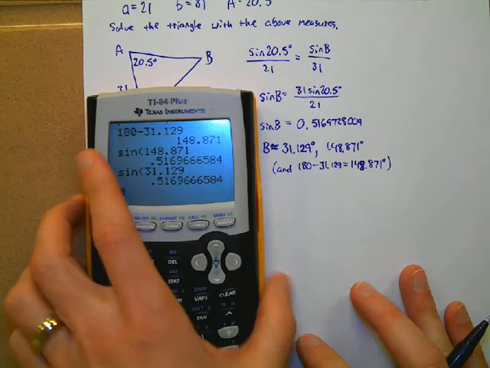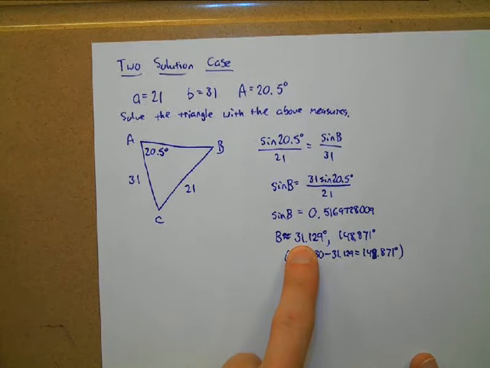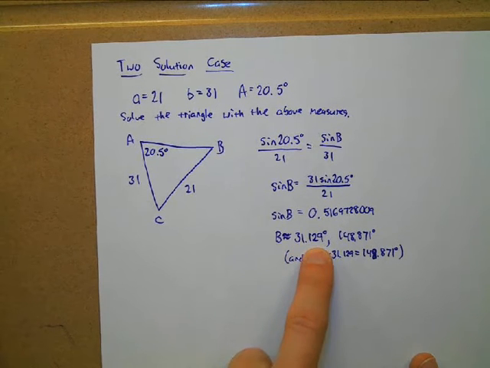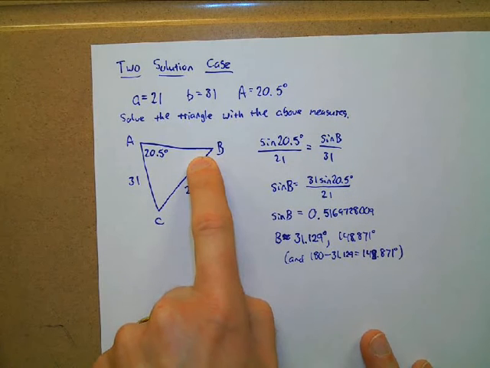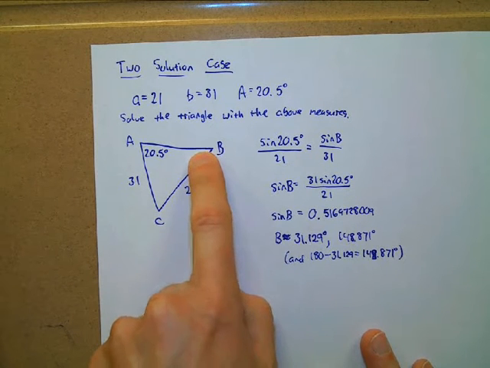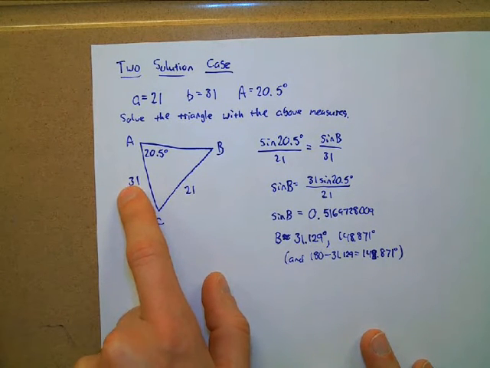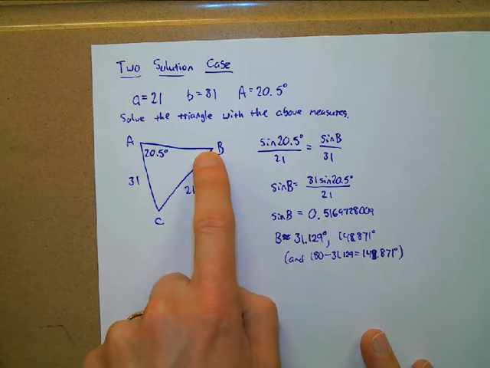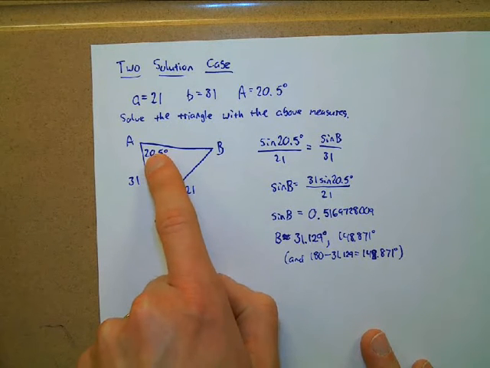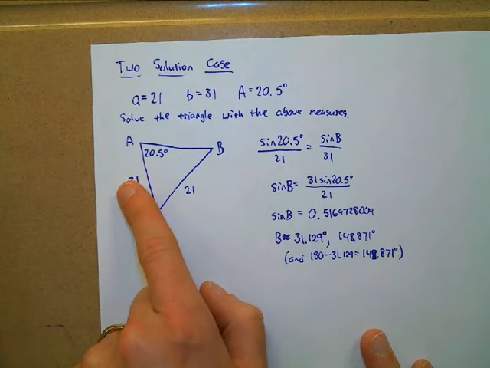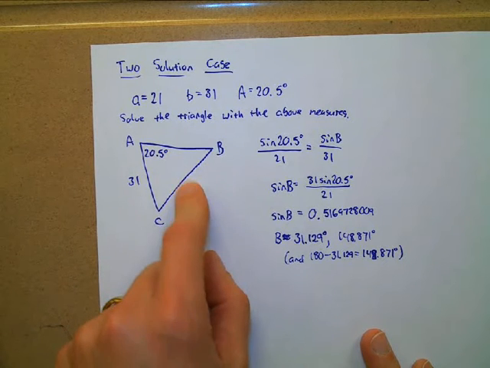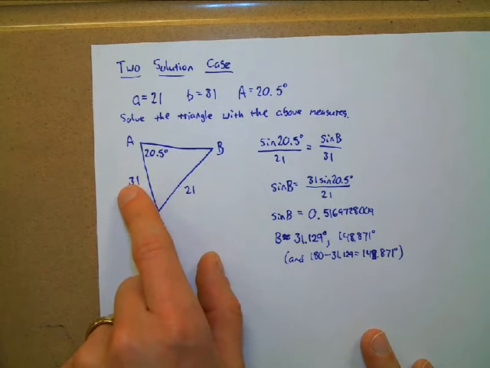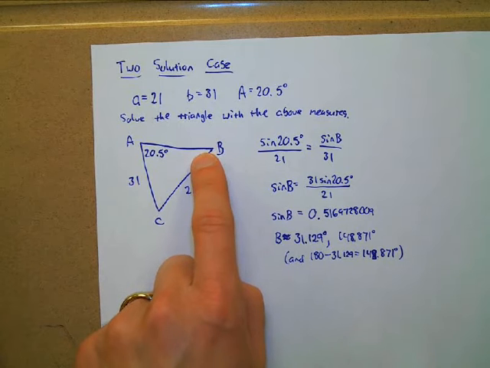31 degrees is bigger than 20.5 degrees, and 31 is also bigger than 21. You see that, right? The smallest angle should be opposite the smallest side, and the next biggest side should be opposite the bigger angle. So we have a smaller side opposite the smaller angle and the bigger angle opposite the bigger side. So yes, the 31 works there, but so does the 148. It is possible to have both of those working there.